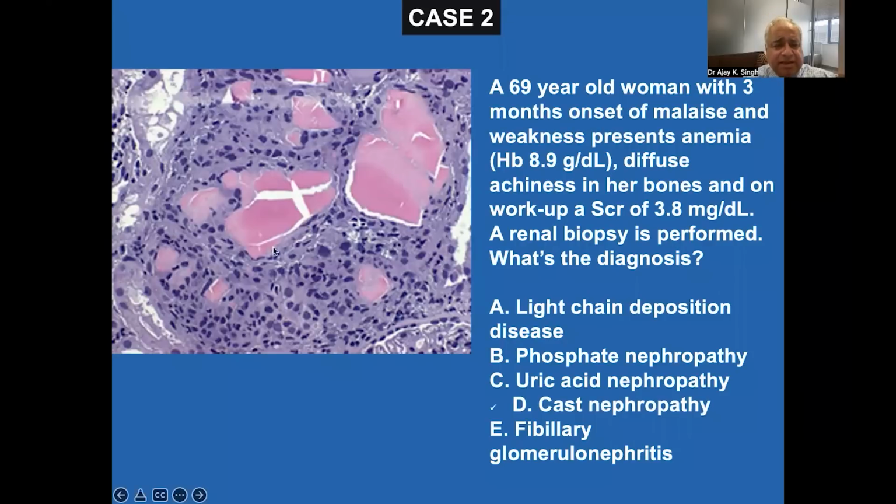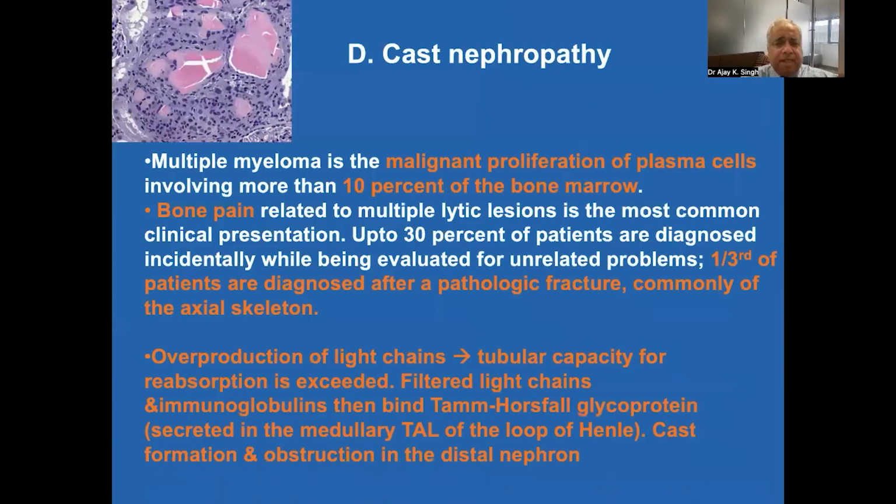And the reason for that is that you see these fractured, broad, large casts with this eosinophilic material in these dilated tubules. And this is typical of a patient with cast nephropathy. And so cast nephropathy occurs in patients with multiple myeloma. Multiple myeloma is the malignant proliferation of plasma cells involving more than 10% of the bone marrow. Bone pain related to multiple lytic lesions is the most common clinical presentation.